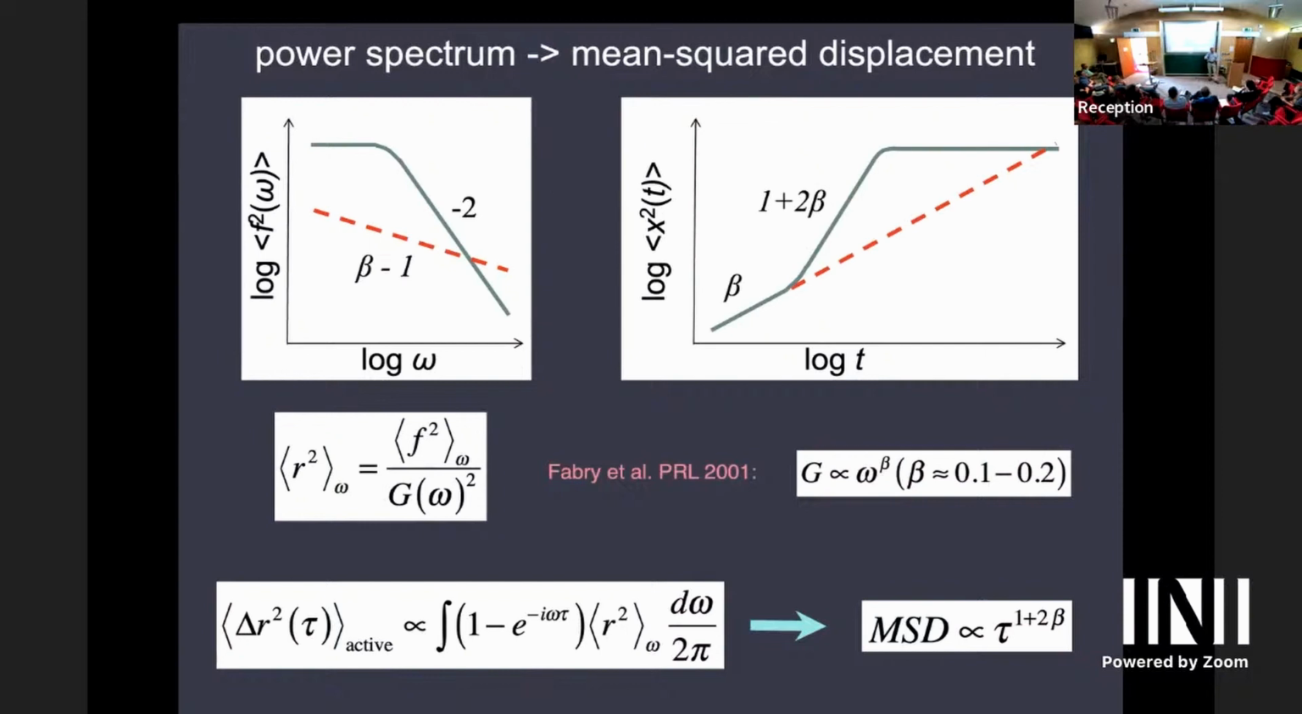Because we assume these steps. So we don't have delta functions, but we have steps of a finite duration. I understood that later. Okay.